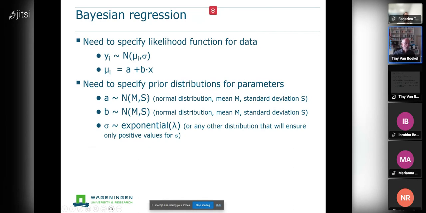And then we need, again, as usual, to specify our priors. We have to say, what do we expect for this intercept A? We can start by giving it a normal distribution with a mean and a standard deviation. And the same for the slope. We can give it a standard deviation and a mean and assume it is also normally distributed. We also have to specify the standard deviation. Well, in this case, I have given it an exponential distribution, which also gives only positive results.